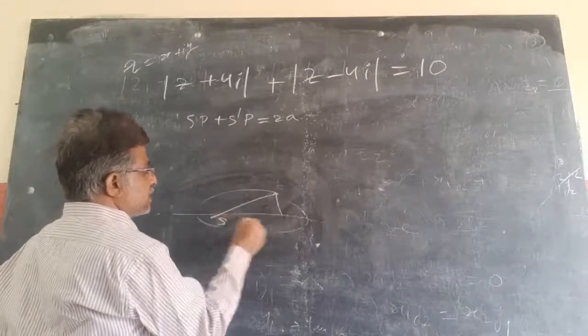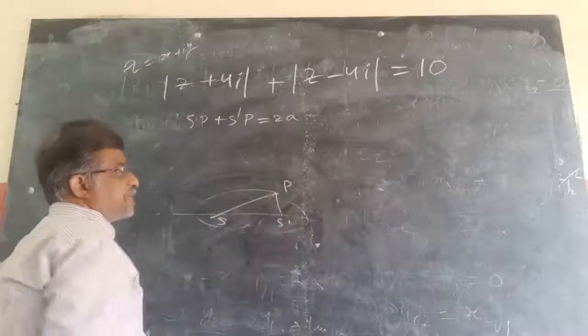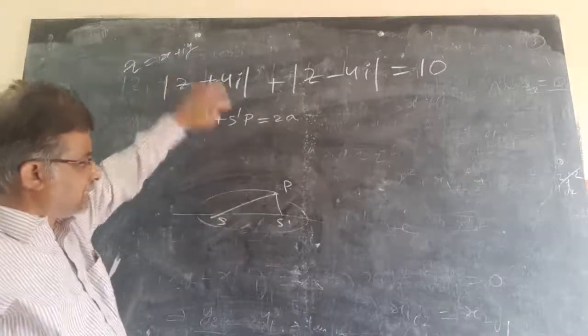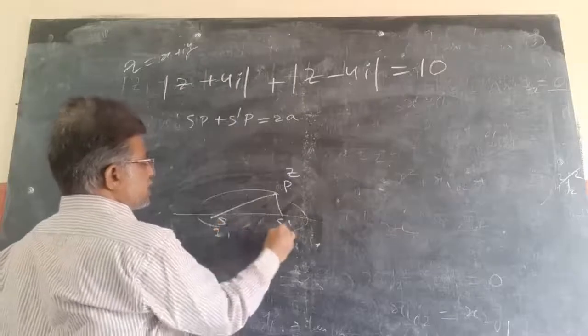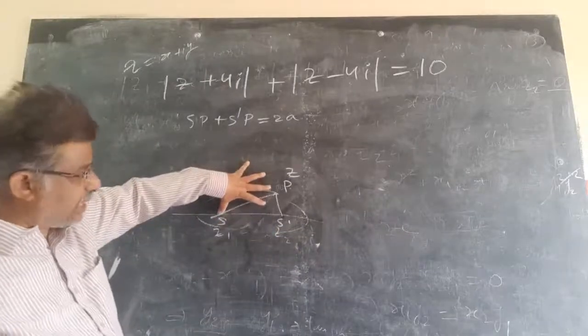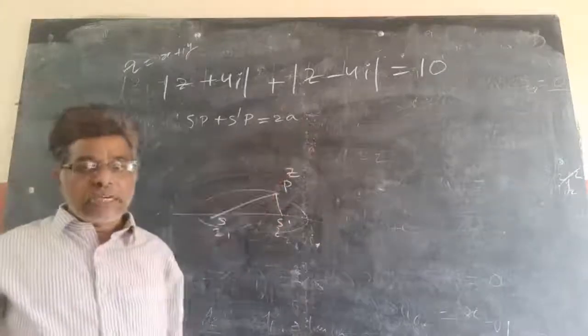So this is S'. Then SP plus S'P is always equal to 2a. So this is Z, this is some Z1, this is some Z2. Then modulus of Z minus Z1 is this distance plus this distance. This SP plus S'P equals 2a.